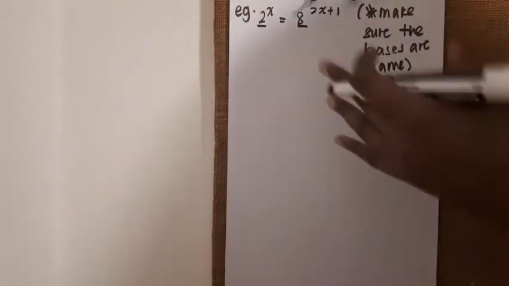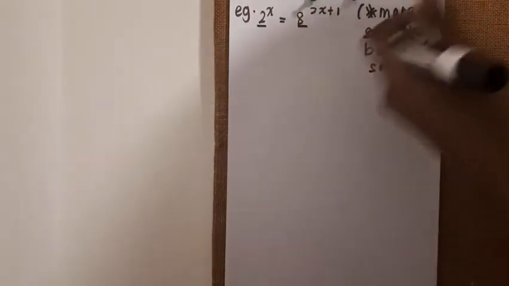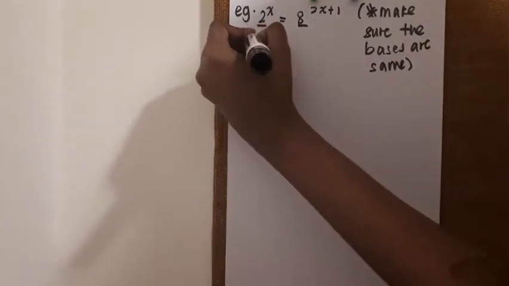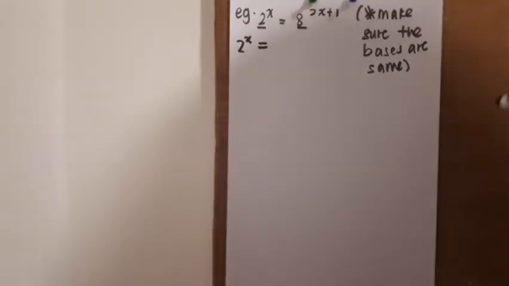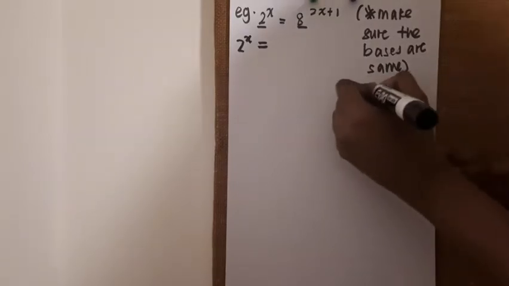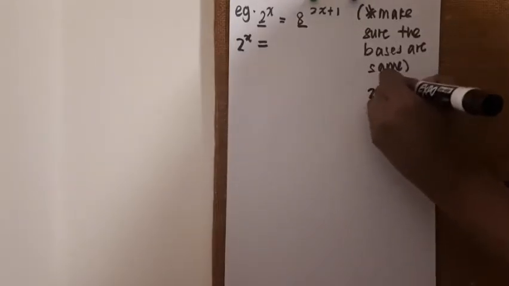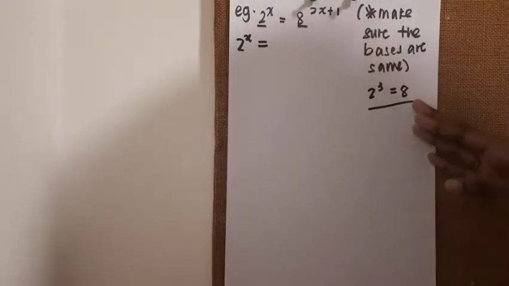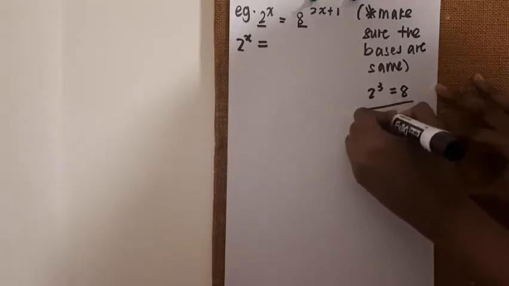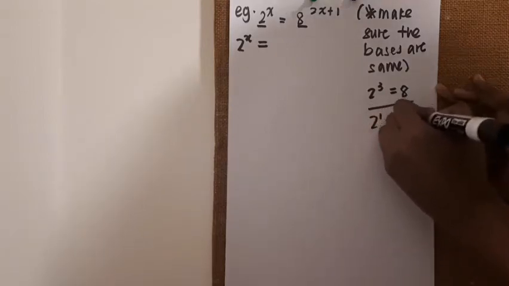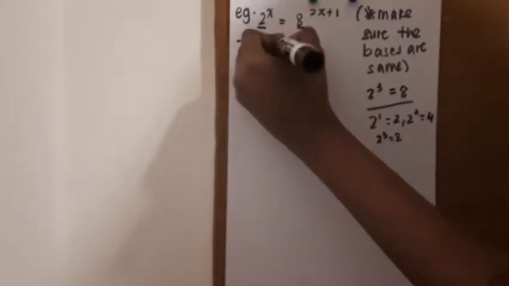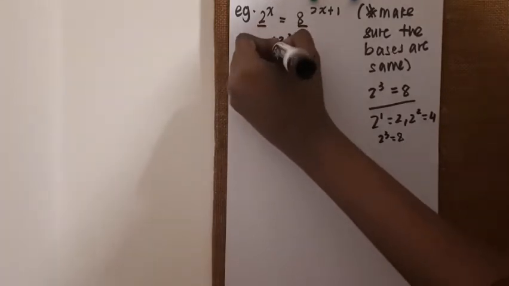So we have a base 2, which means we have to change the 8 to base 2. How to change it? As usual, if you know your cube and squared, you will know that 2 cubed equals 8. If you don't know this, you can always do trial and error, where you check 2 to the 1 is 2, 2 squared is 4 and 2 cubed is 8. So write that down, put it in a bracket.